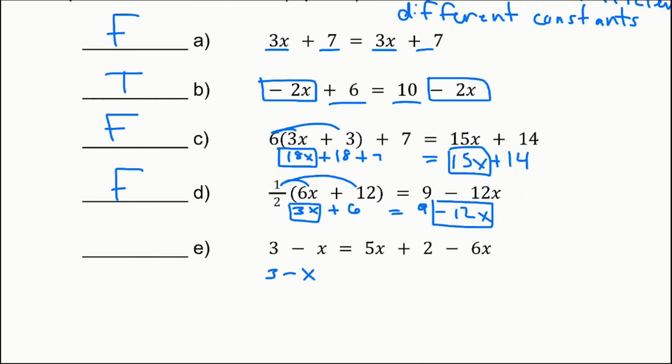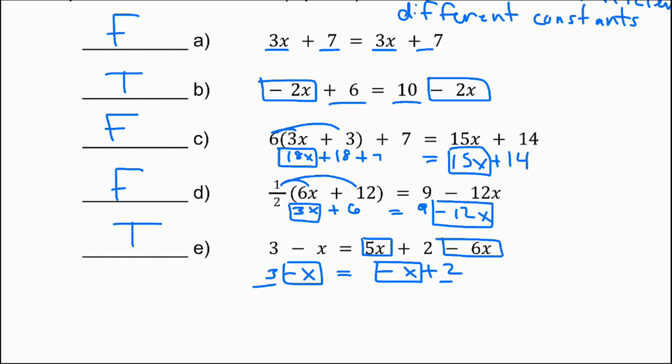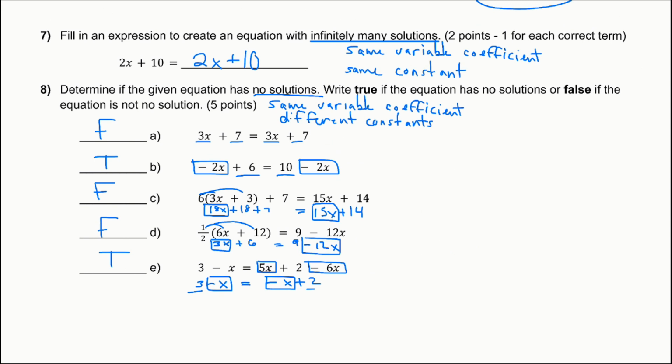3 minus x equals 5x minus 6x. That gets me a negative x plus 2. That'll work. Same variable coefficient, different constants. So this one would be true. Okay? So there we go. All right. Next one.